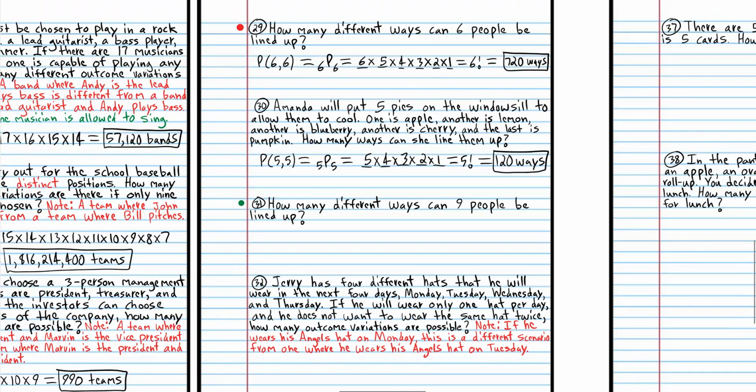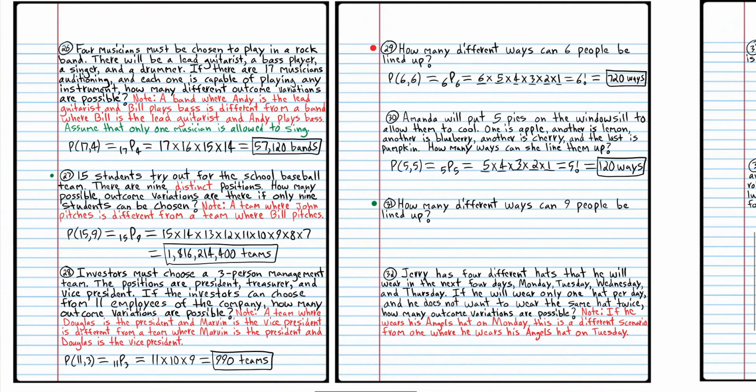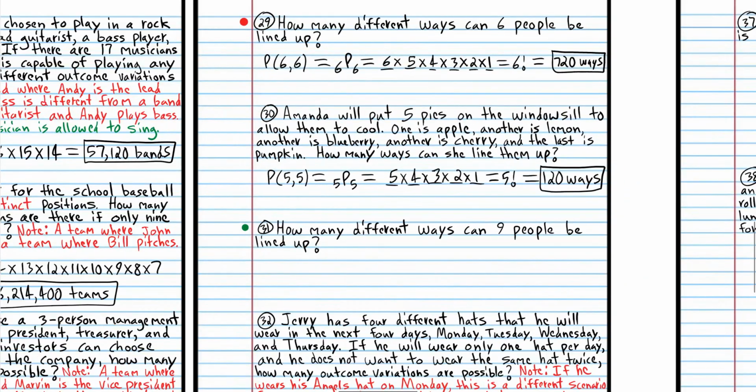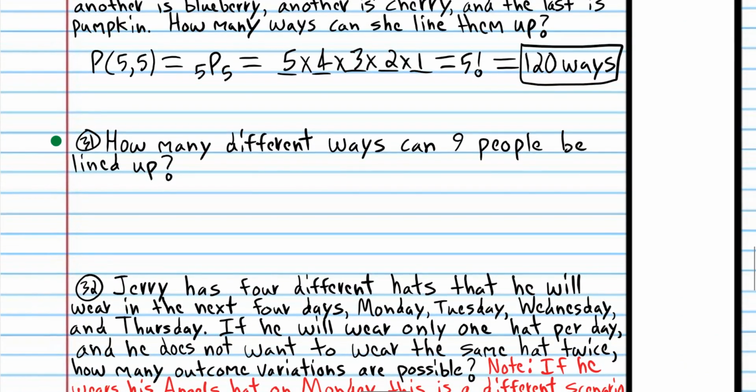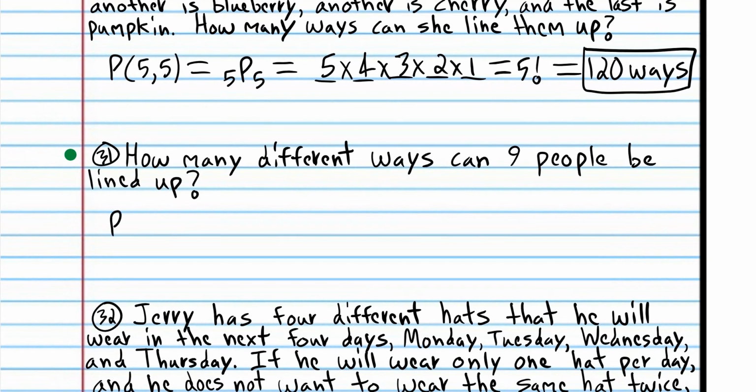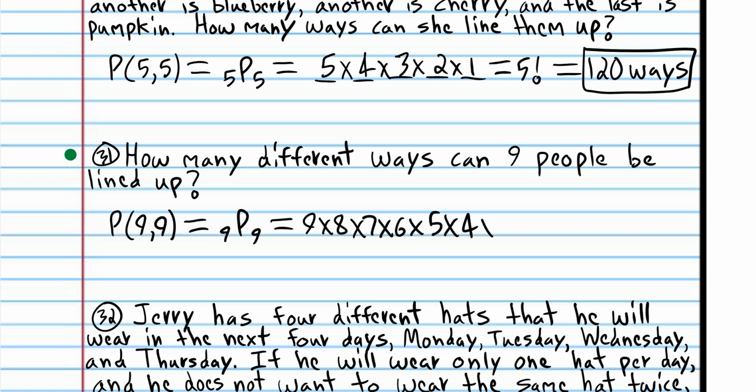Okay, so I want you to try number 31. And when you come back, we'll do it together. Okay, we're back. How many different ways can 9 people be lined up? Well, that's just 9P9, which is 9 times 8 times 7 times 6 times 5 times 4 times 3 times 2 times 1, which is the same thing as 9 factorial.